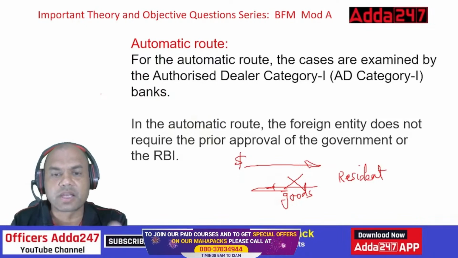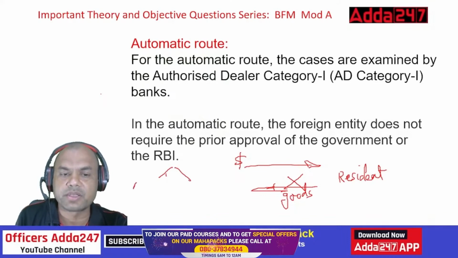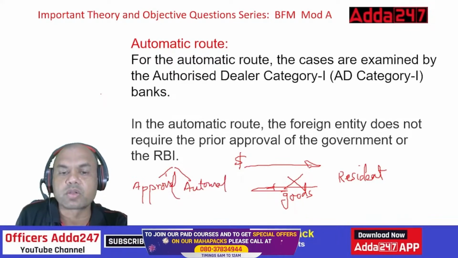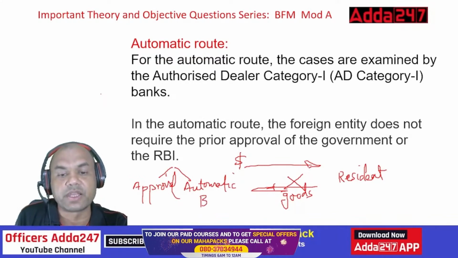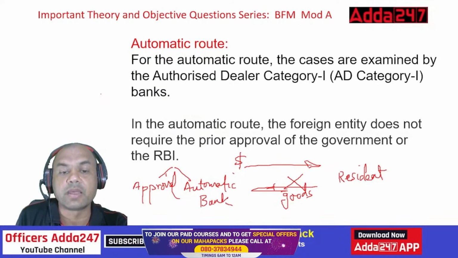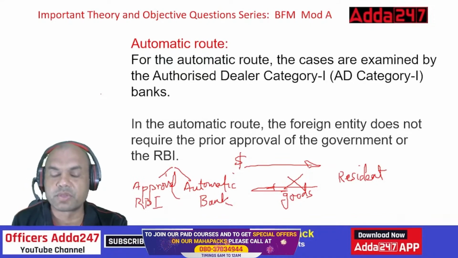Okay, there are two routes here, approval and automatic. As we have seen just now, I told you approval. Approval, and second is automatic. In automatic route, the documents and everything is checked by the banks itself, the AD. And in approval route, it is checked by RBI. So, for automatic route, the cases are examined by the AD1 bank only.